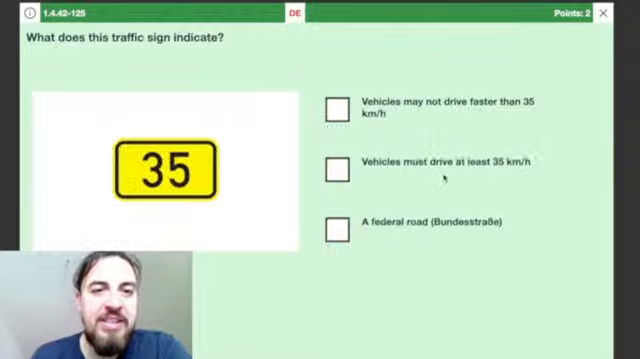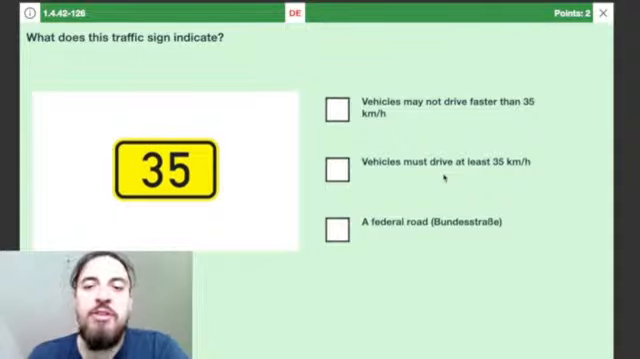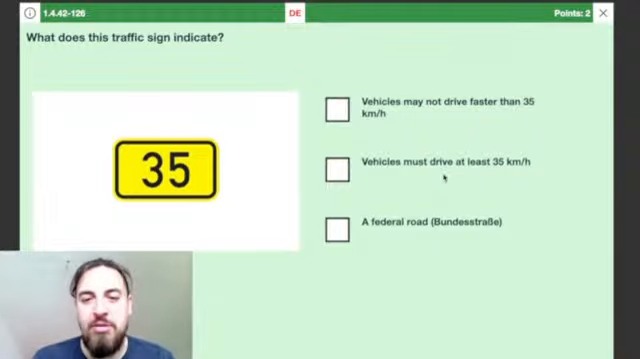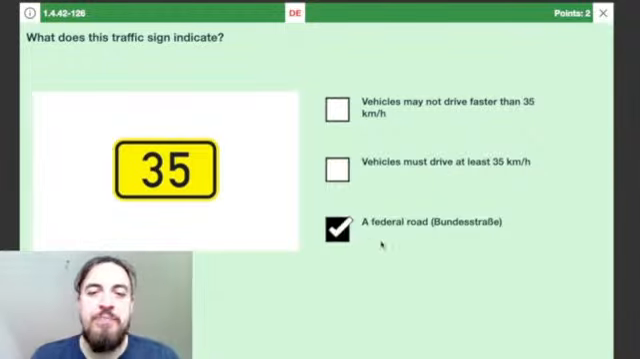What does this traffic sign indicate? Vehicles may not drive faster than 35 kilometers per hour. Vehicles must drive at least 35 kilometers per hour. A federal road, Bundesstraße. Okay, they call it federal road. I think I've talked about it in one of the questions before today. So if you remember, it is the last answer.